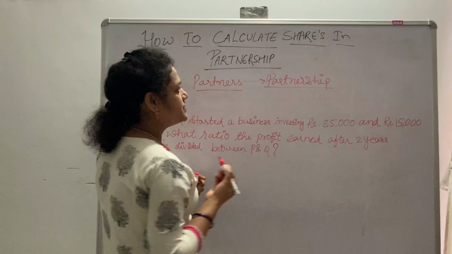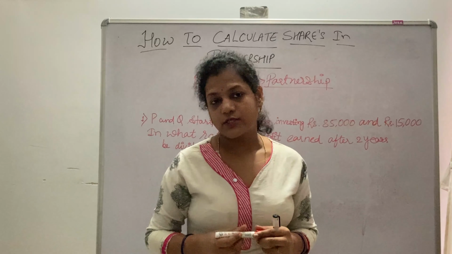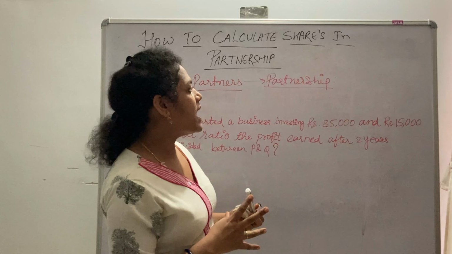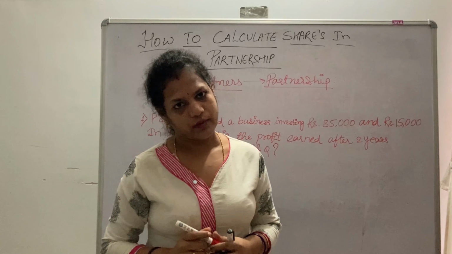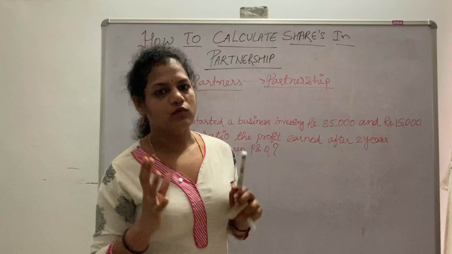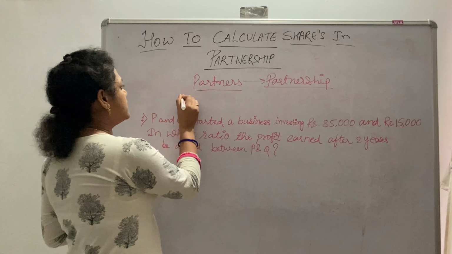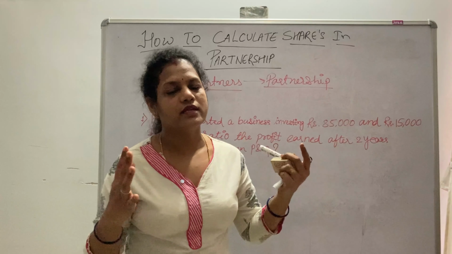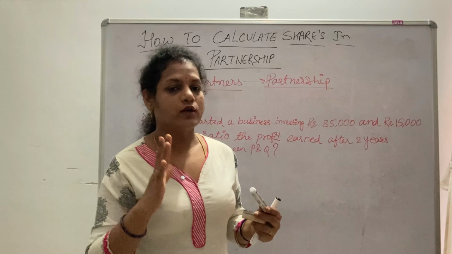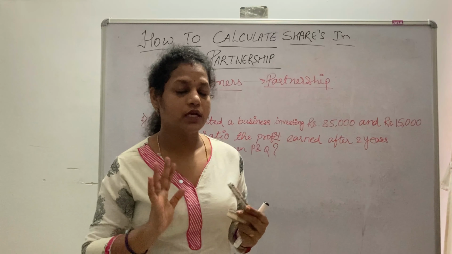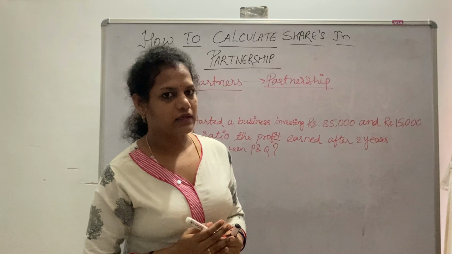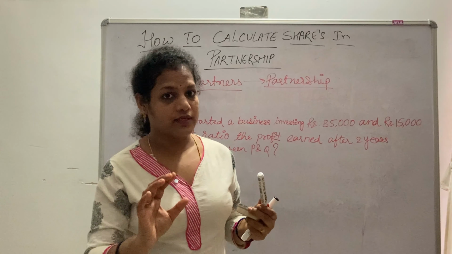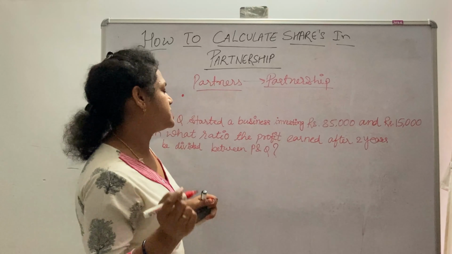Partnership. So friends, for solving problems of shares, either profit or loss, we need to remember two important points. So I will tell what those are. In the first, when two persons are investing money for the same time period, for both the partners, then the ratio of their share is in the form I will tell you.